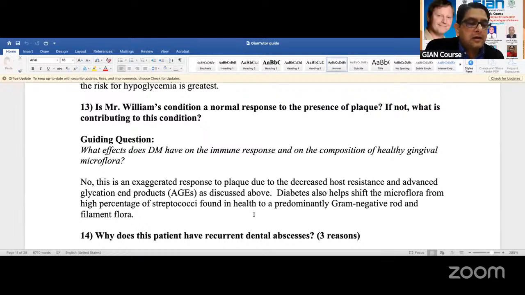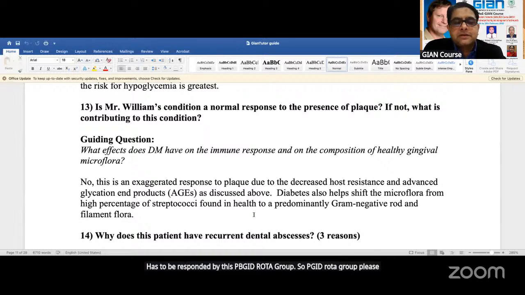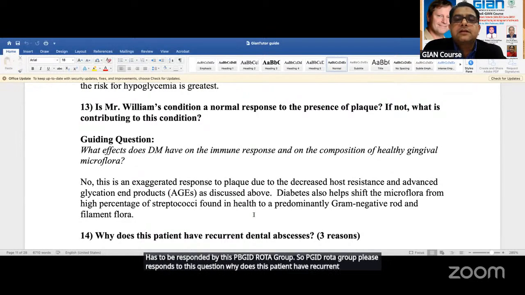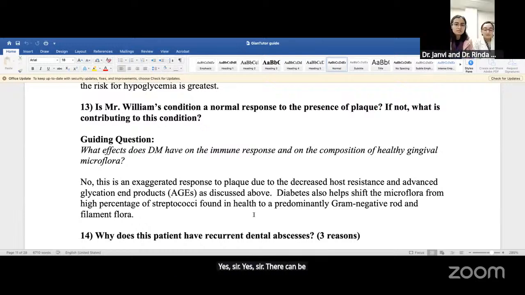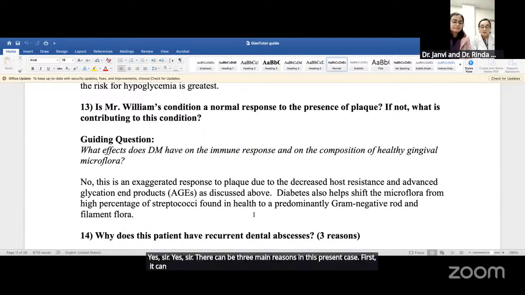Has to be responded by this PGI Rohtak group. So PGI Rohtak group, please respond to this question. Why does this patient have recurrent dental abscesses? Three reasons. Yes, sir. So there can be three main reasons in this present case. First, it can be because of uncontrolled diabetes mellitus.